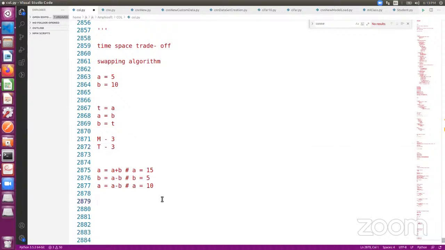And coming here, how much memory does it take? 2 variables. Only 2 variables, so 2 memory spaces. And time? 6. 3 assignments, 3 arithmetic operations, total 6. So this is time-space trade-off. Here we have an efficient algorithm with respect to time. Here we have an efficient algorithm with respect to space.